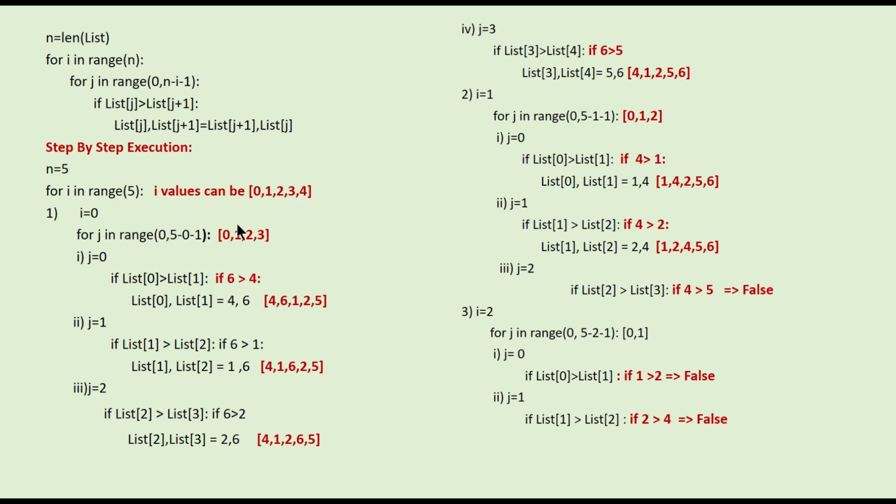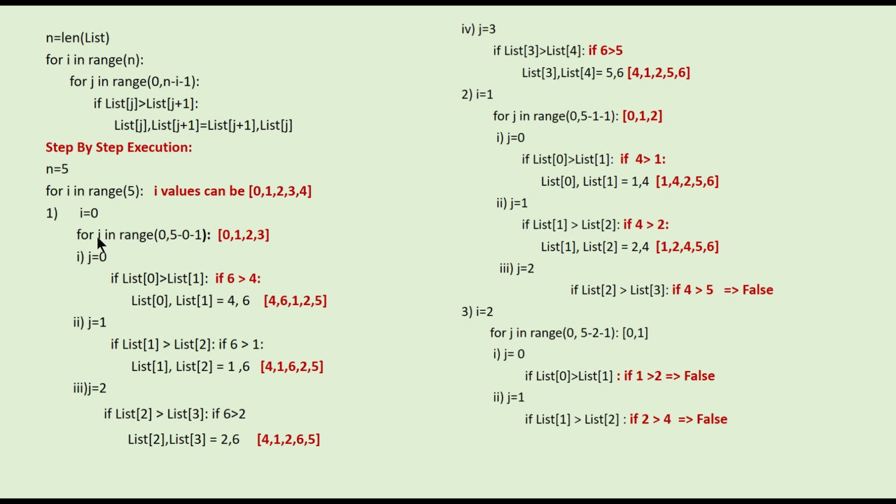So 5 times the set of statements will be executed with the value of I 0. So we are going to execute the inner loop. So what is the inner loop? For j in range of 0 comma 5 minus I minus 1. So what is I value? I value is 0. So it is 5 minus 0 minus 1. So the value is 0 comma 4. So 0 comma 4 means what are the list of values generated? It is 0, 1, 2, 3. So the set of statements that will be executed is 4 times.